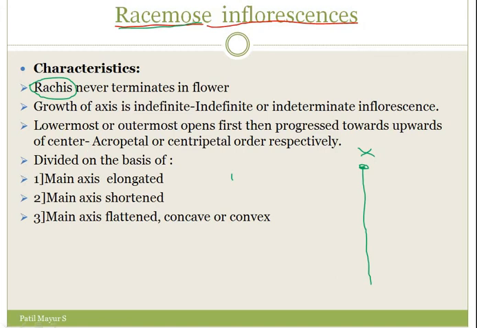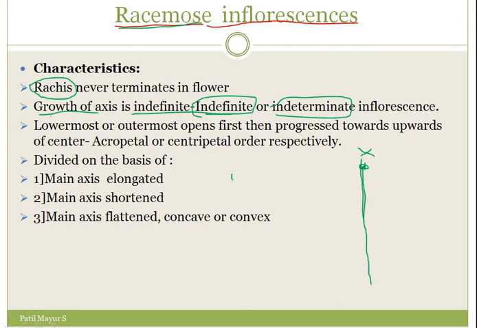Why is there such a condition? Because the growth of the axis is indefinite. Therefore it is called an indefinite or indeterminate type of inflorescence. It means the rachis goes on growing and growing. It will never terminate into a flower, therefore growth continues. So this type of inflorescence is called indefinite or indeterminate type of inflorescence.